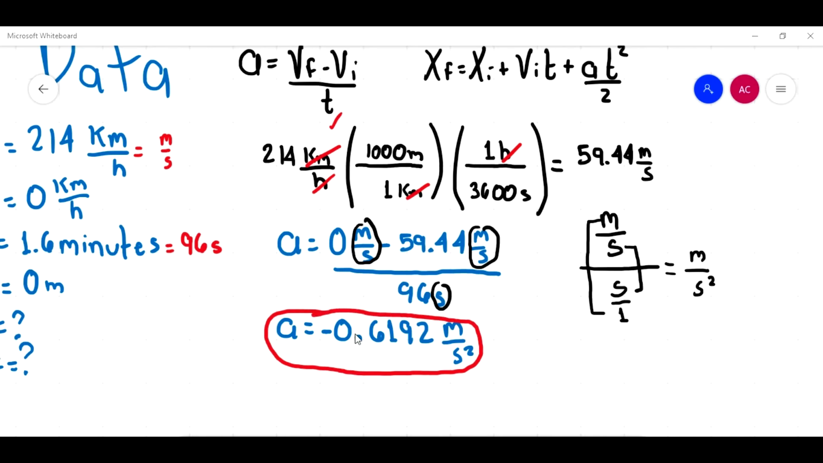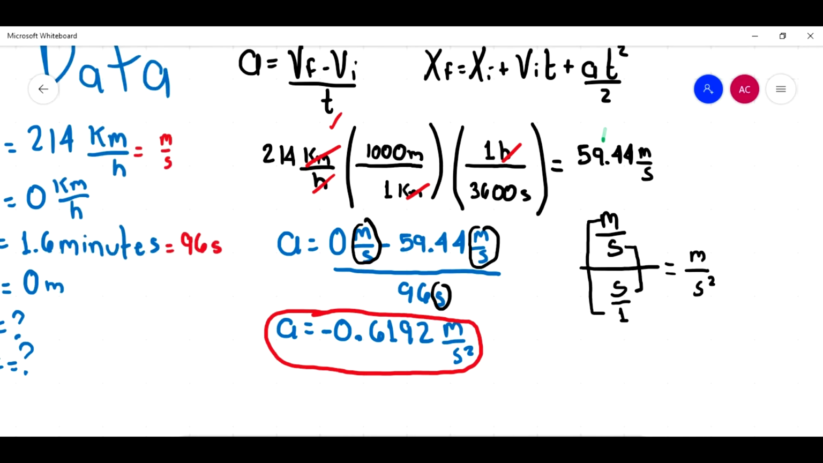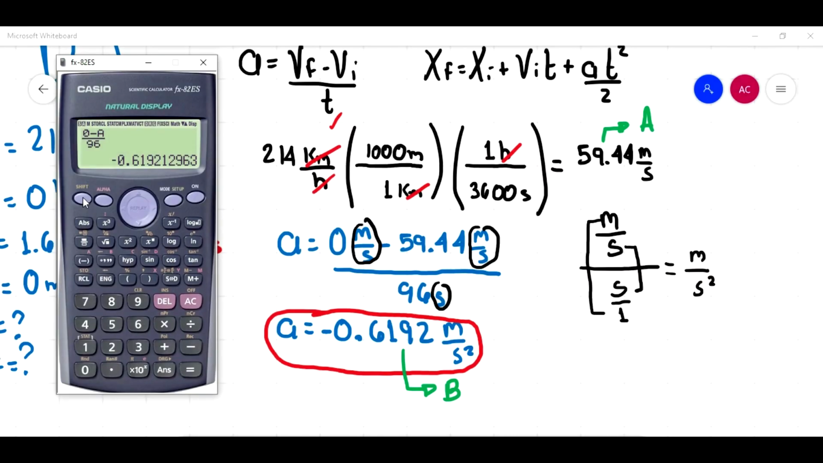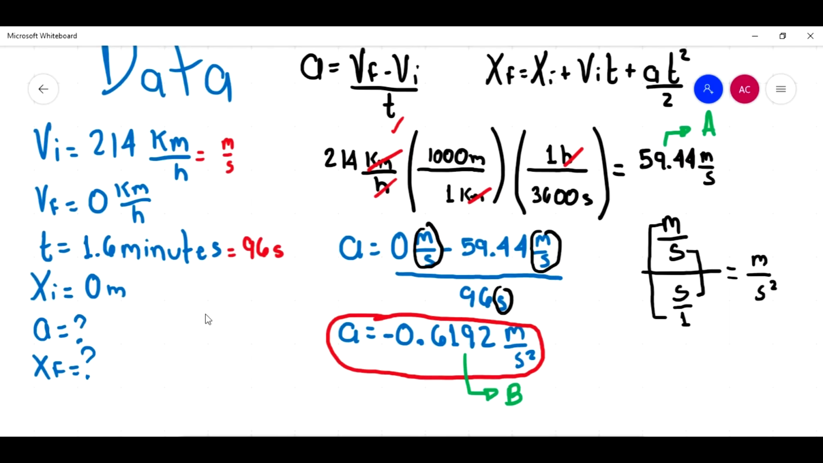And if you see, I got an infinite number of decimals. So I'm going to save this number in another memory. This is saved in the memory A, so I'm going to save this value over here in the memory B. So I'm going to do Shift STO and the B of my calculator. So if you see, the answer got saved in B. Okay, now I need to find the final position.